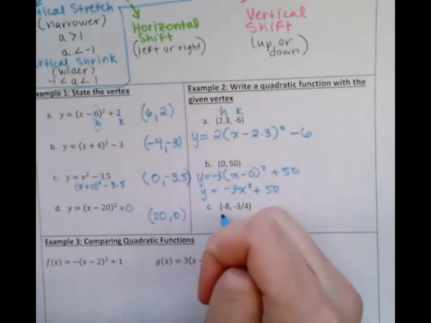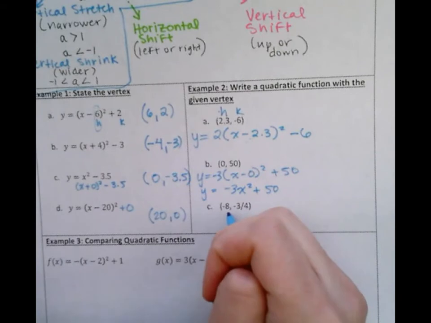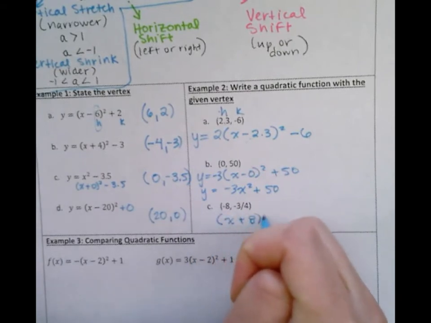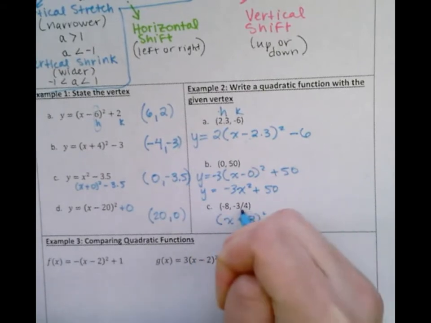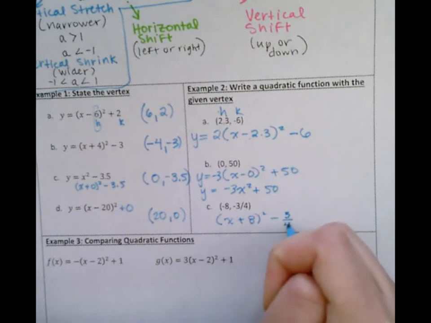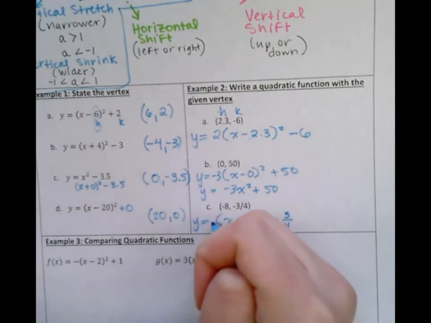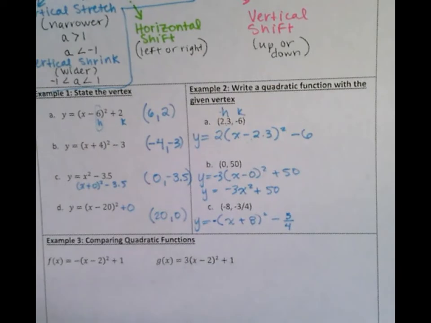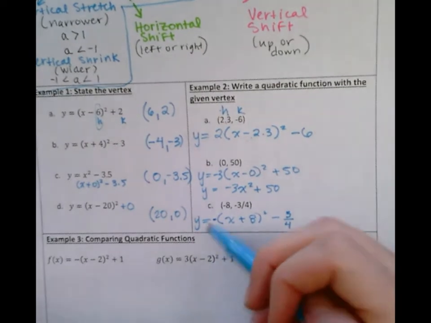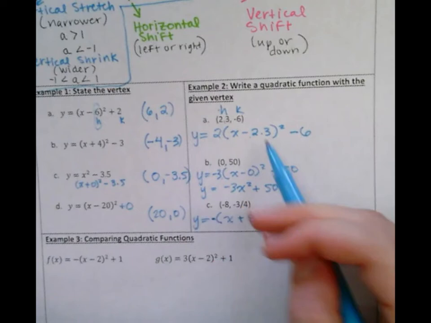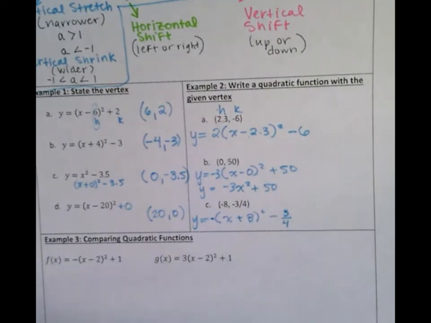And then for the last one, we have a vertex at -8 as my x value, so I should put in +8 squared minus the y value of -3/4. Y equals in front, and for this one, I'm going to have just a negative sign in front as my a value of -1. So again, if it doesn't specify a, you can put any number out front as long as your vertex will match what is given.